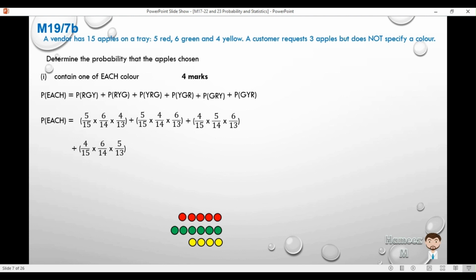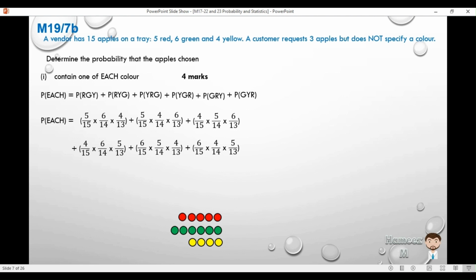And then we go on with the choice of picking green first. So green will be 6 out of 15. That's the possibilities. And if we have to pick red now, there are 5 possibilities out of what's left, 14. And yellow will be 4 out of 13. And for the last one, green first, 6 out of 15. And then yellow is 4 out of 14. And then the red will be 5 out of what's left, 13.